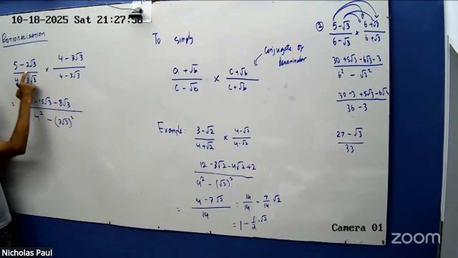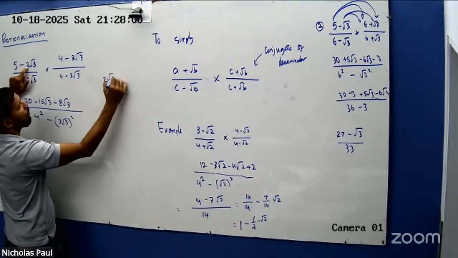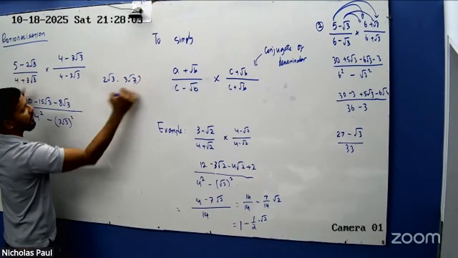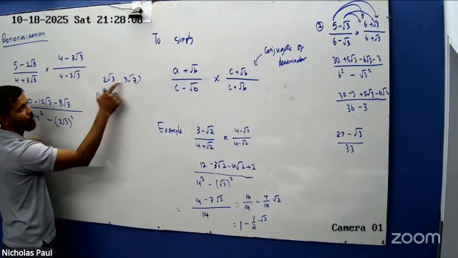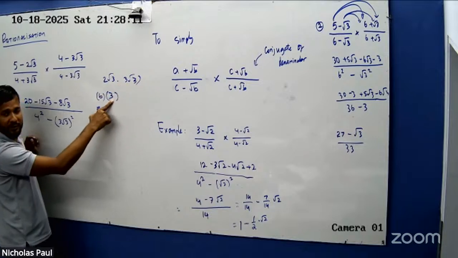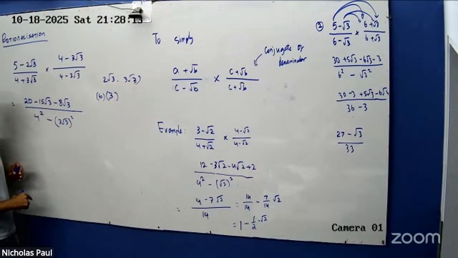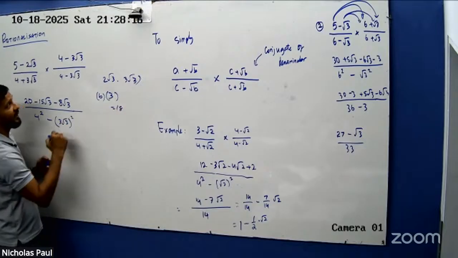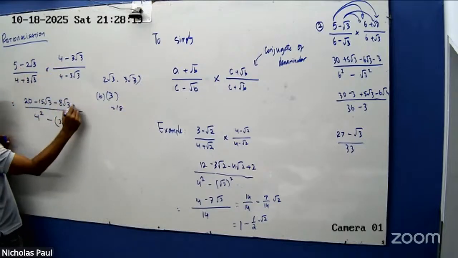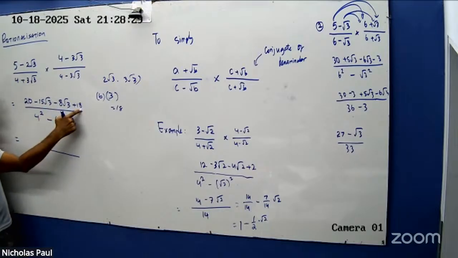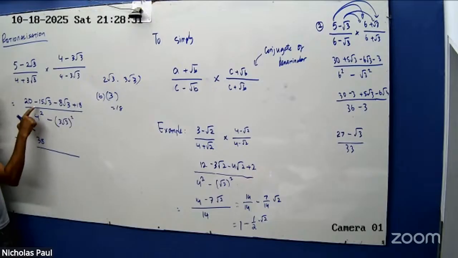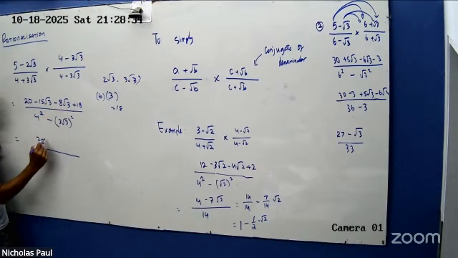Right? And be careful here. What is 2 root 3 by 3 root 3? 2 by 3 is 6, root 3 by root 3 is 3. Yeah? Sure? So the answer is 18. Remember, minus and a minus is a plus. Right? Yeah, we're going to do everything, don't worry. 20 plus 18 is what? 38. Minus 15 minus 8 is what?